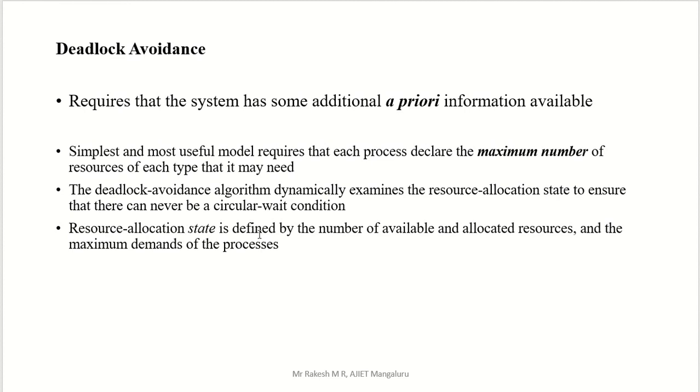Resource allocation state is defined by the number of available and allocated resources. Available resources are there, allocated resources are there. We have to check available and allocated resources and the maximum demand of the process also. That means we have to check available resources, allocated resources and maximum demand from the process. If we know these three things previously, that means before drawing the resource allocation graph, then definitely we can avoid the deadlock concept.